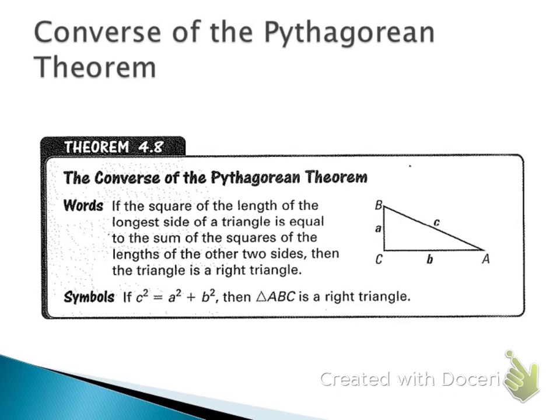We have the converse of the Pythagorean theorem. In words, if the square of the length of the longest side of a triangle is equal to the sum of the squares of the lengths of the other two sides, then the triangle is a right triangle. So this is just going backwards from the Pythagorean theorem. Before we said if the sum of the squares of the two sides was equal to the third side squared, then we knew it was a right triangle. Now we're saying if it works, then we know it's a right triangle.